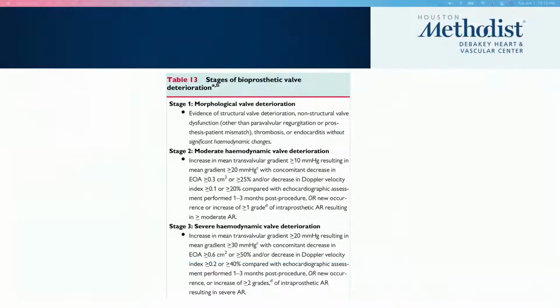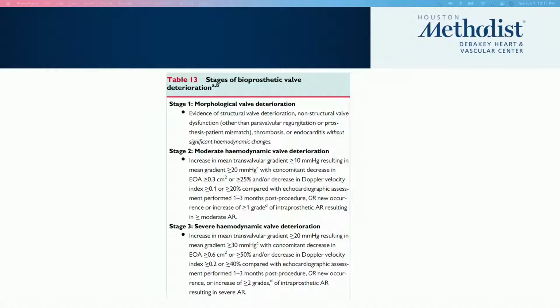The consortium graded valve dysfunction into stage 1, stage 2, and stage 3. Stage 1 was defined as structural changes to the valve, including thrombosis, with no hemodynamic significance on transthoracic echocardiogram. Stage 2 showed moderate hemodynamic valvular disturbance, in the setting of structural abnormalities, with an increase in the gradient of more than 10, with an absolute gradient of more than 20 across the valve, a reduction in the effective orifice area of more than 0.3, or a change in the DVI of more than 25%.